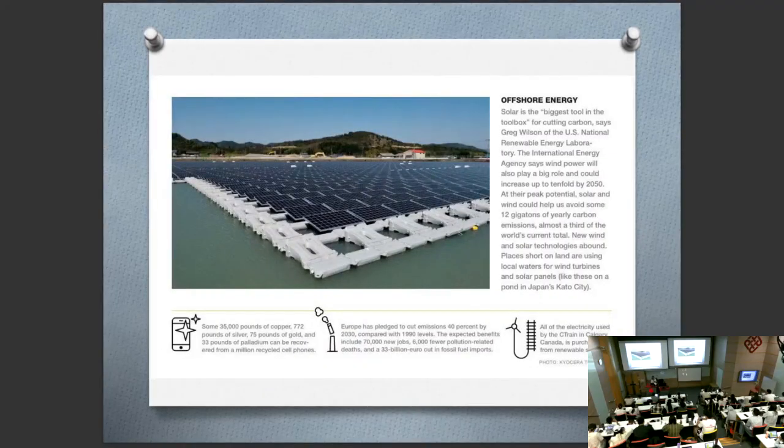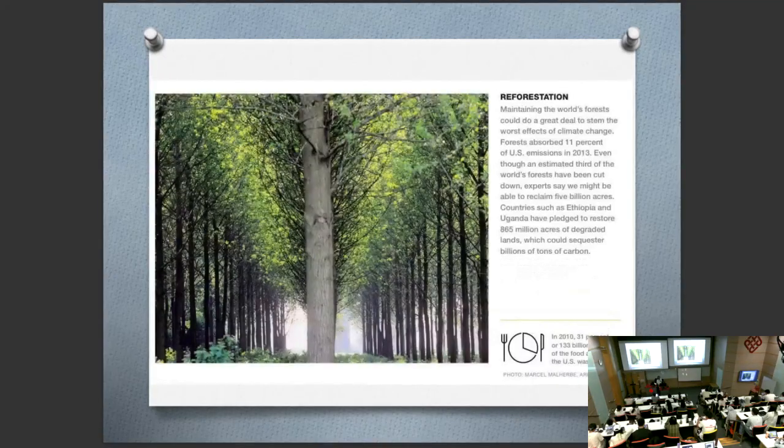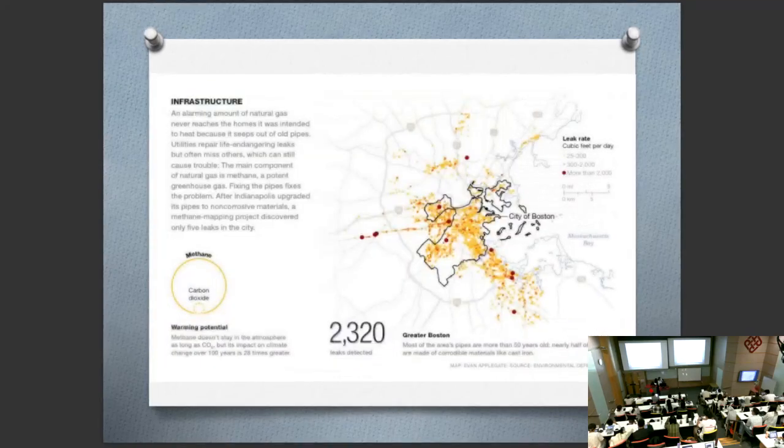Some other strategies could be offshore energy, like a PV panel farm in the desert, for example in China. We have a very big solar panel farm, and you may have some offshore wind farms, harvesting the wind energy and the solar energy. Reforestation: plant trees. Infrastructure: you can improve our infrastructure.